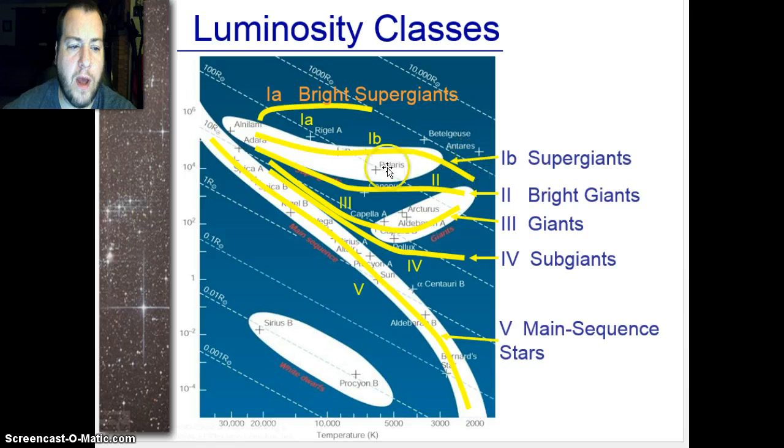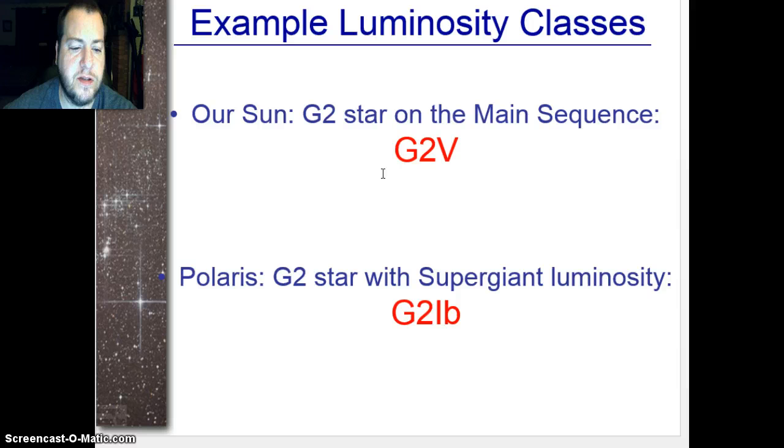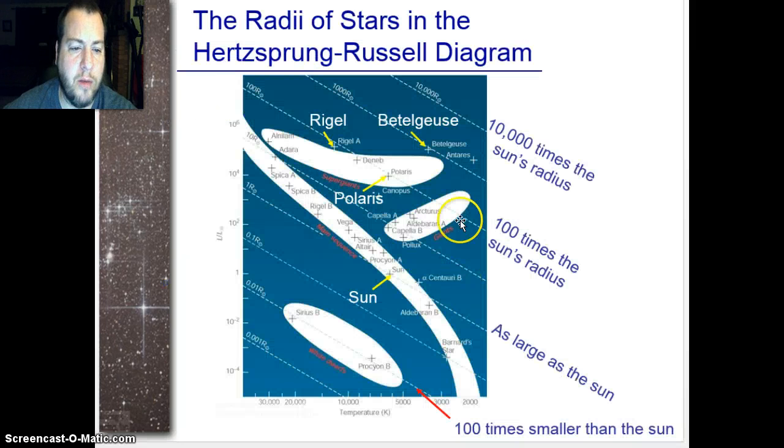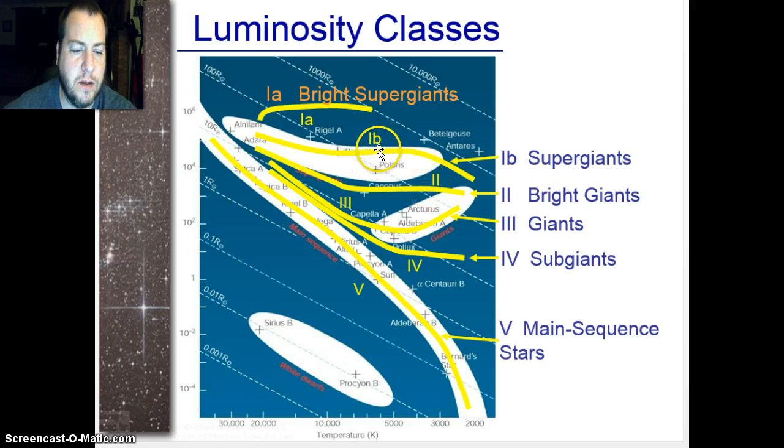Polaris would then be what? Polaris is up here. So Polaris would be spectral class O. No, I'm sorry, G, just like our Sun, G2. But it would be in the luminosity class 1B because it's close to that 1B line in that group right there.